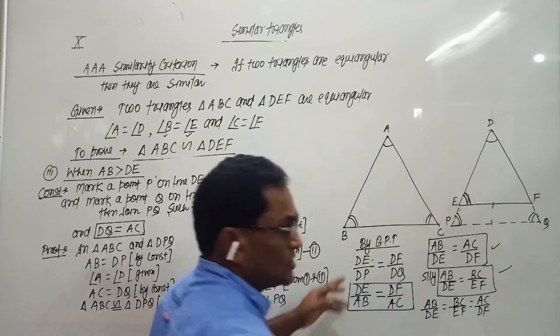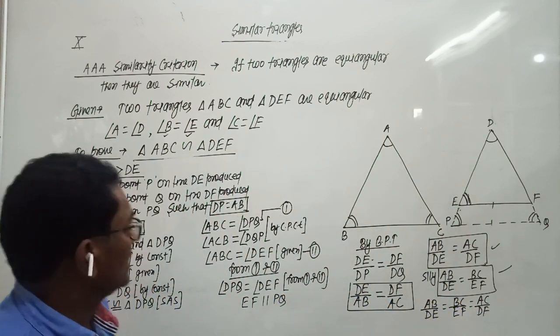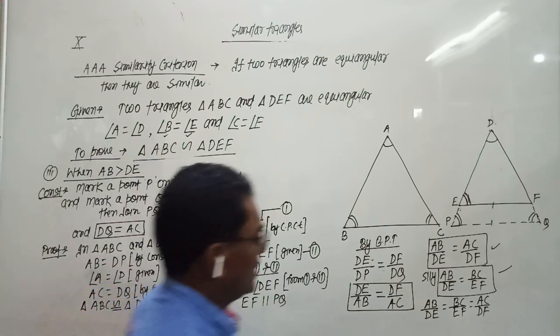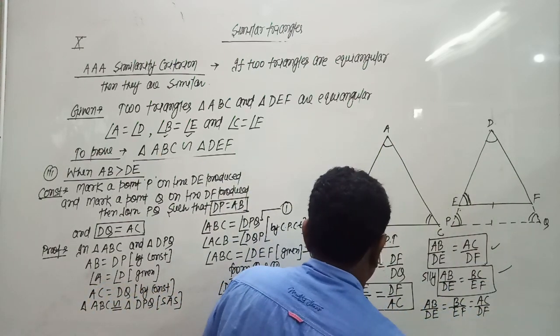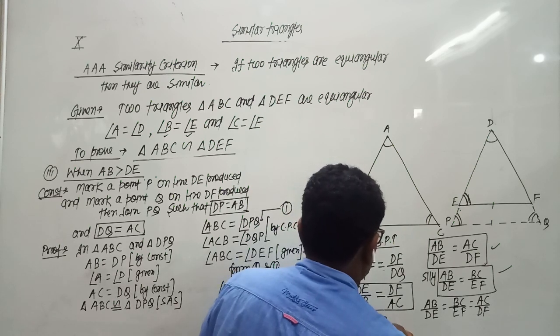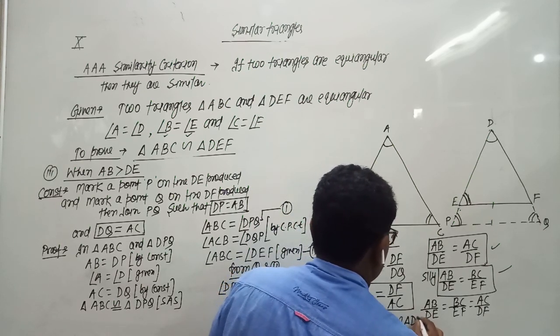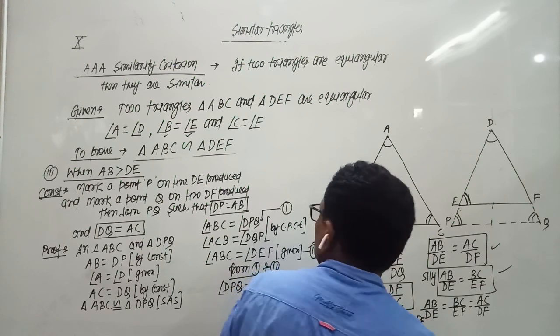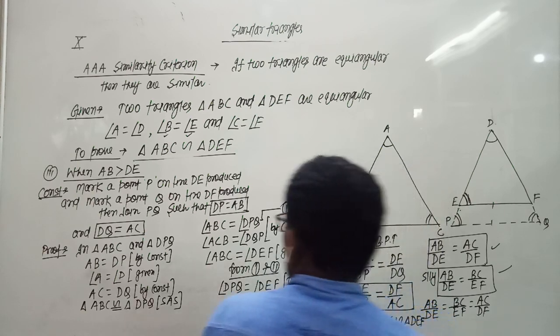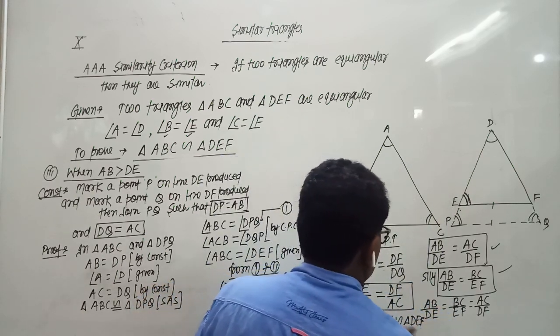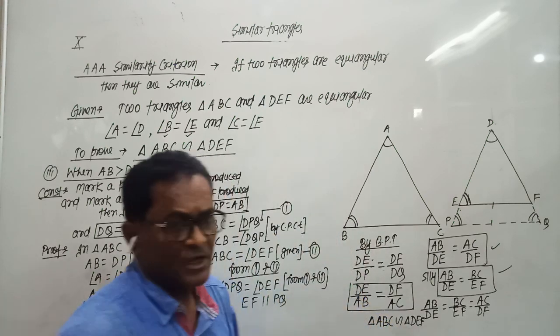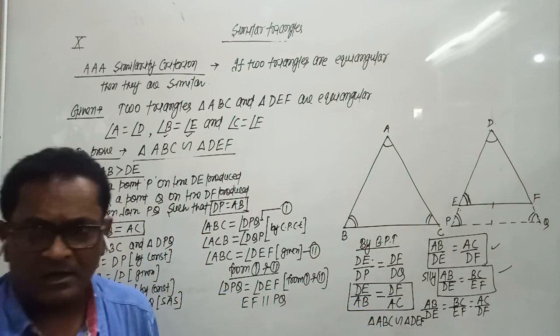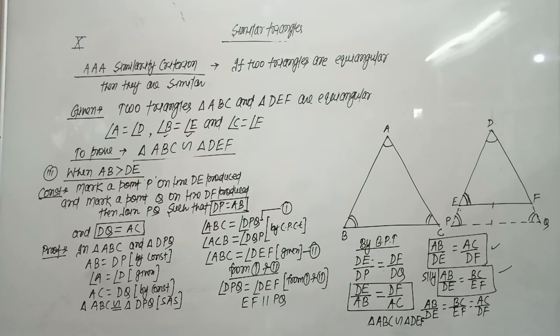So the sides of these two triangles are in proportion and the angles are equiangular. Therefore, triangle ABC is similar to triangle DEF by AAA. These two triangles are similar because their corresponding angles are equal and their sides are in proportion.